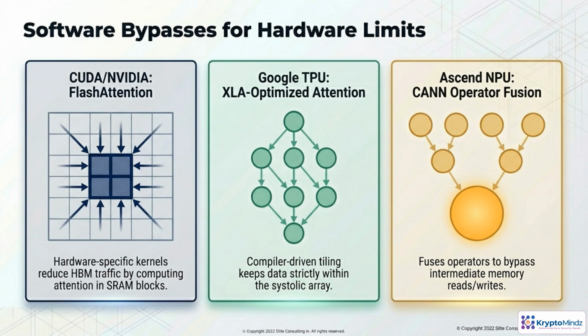Each vendor uses software tricks to work around these memory limits. On NVIDIA, FlashAttention restructures attention so most work happens in fast on-chip SRAM, dramatically cutting expensive HBM traffic. On TPUs, XLA compiles attention into tiles that stay inside the systolic array, minimizing movement to external memory. On Huawei Ascend, CANN aggressively fuses operators so partial results never leave the chip between layers. Different mechanisms, same goal: keep data local and squeeze more performance out of fixed hardware.